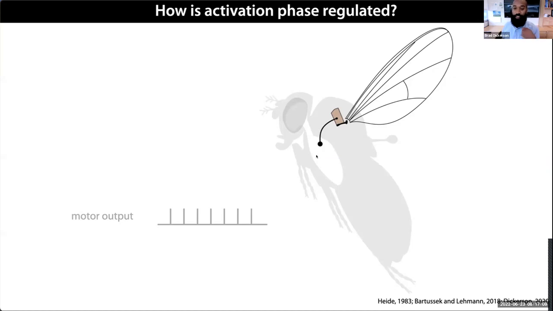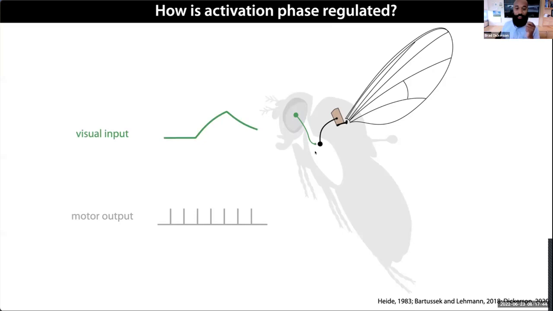The easiest thing you could imagine is that there's some command from the brain that's sent to this muscle that controls both when it fires and the timing of its firing. And there's a lot of anatomical work demonstrating that there certainly are what are called descending interneurons that project to the flight control centers. But of the neurons that have been identified and recorded from so far, there's no evidence that they actually fire in this time-locked or phase-locked fashion. Instead, they provide what are called graded membrane potentials.